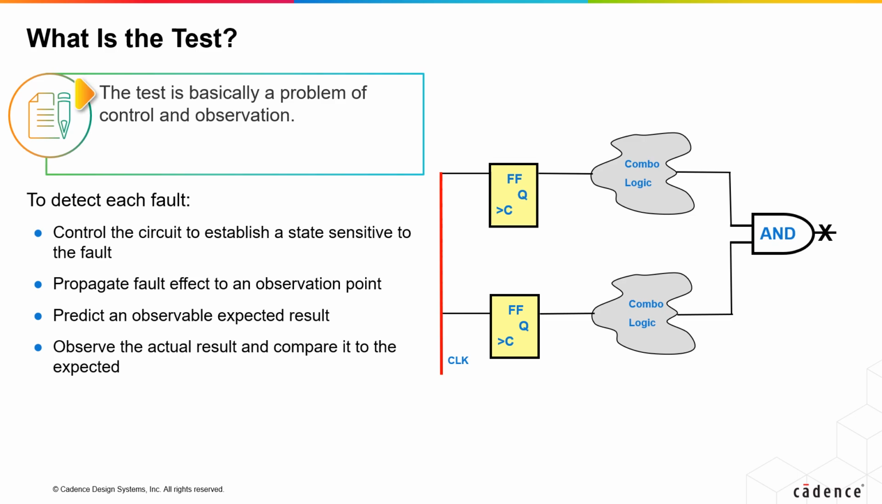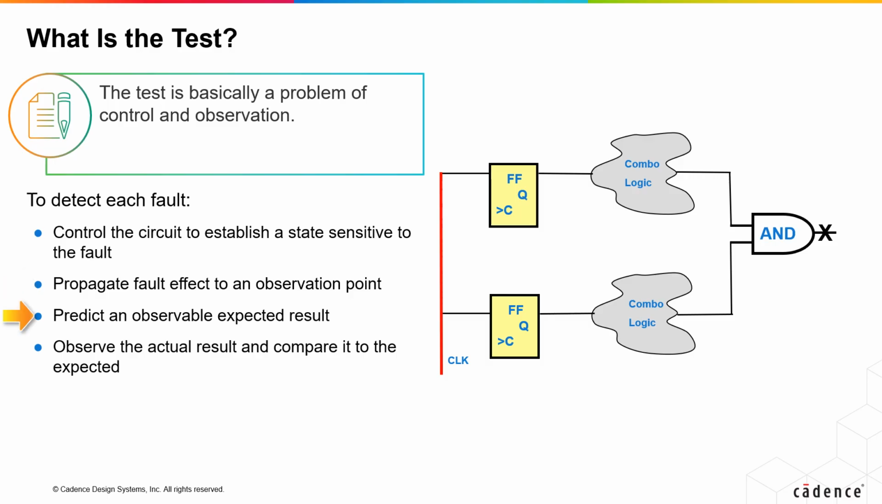Any kind of testing is always a matter of controlling the device that is being tested and observing its behavior. In the case of an SoC, we can only control the chip through the input pins and observe it through the output pins. We cannot directly access internal nodes to control or observe their states. For each fault, we need to manipulate the inputs to establish a circuit state that is both sensitive to the presence of the fault and will propagate the response to an observation point.